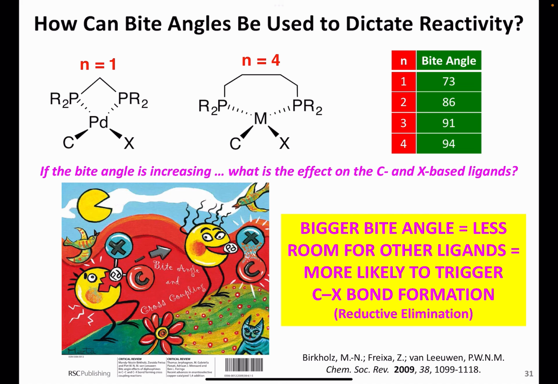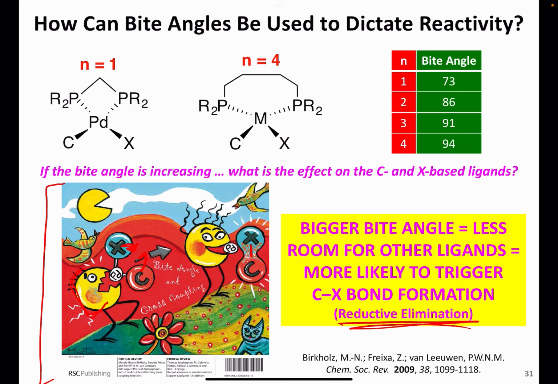And so this cover art off the paper back in 2009 shows Pac-Man here, with a large bite angle. It's got a wide bite angle, and that's forcing C and X close together. It's inducing some strain in the bite angle, but it's really forcing C and X close together. Well, if C and X are forced close together, C and X can actually form a bond. This bond, if you go from palladium 2 to palladium 0, is known as reductive elimination.